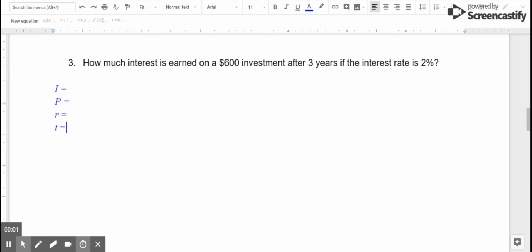Number 3, how much interest is earned on a $600 investment after 3 years if the interest rate is 2%? Let's clarify that this should be the annual interest rate, meaning that's how much gets paid every year. All right, so let's go through, pause the video right now, and underline or highlight the key pieces of information in this problem.